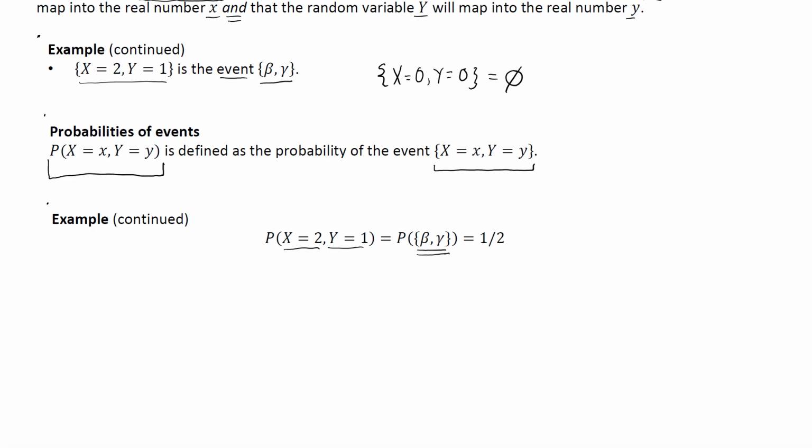And if the probability measure is such that each outcome is equally likely, then I have an event with 2 outcomes out of possible 4. So this probability must be 2 over 4 or 1/2. Similarly, the probability that x is equal to 0 and y is equal to 0 is the same as the probability of the empty set, so that must be 0.